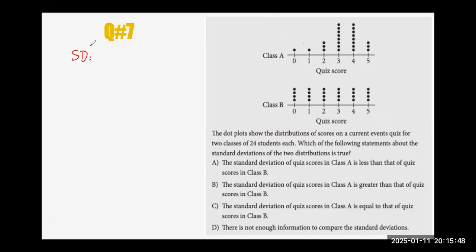Normally, if all the data, all the values are closer to each other, then we say the standard deviation will be smaller. But if you have a huge variation, then the standard deviation will be greater. So in this case, which one is right?